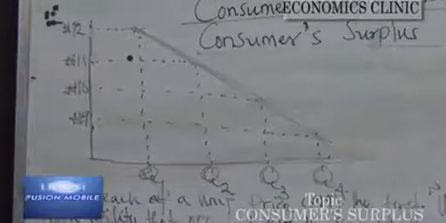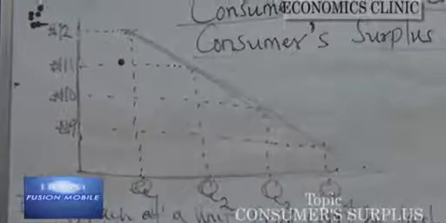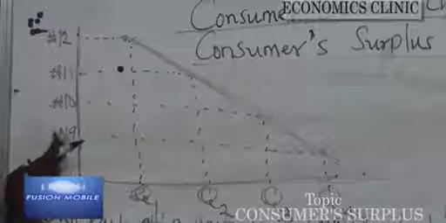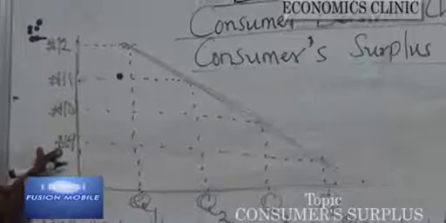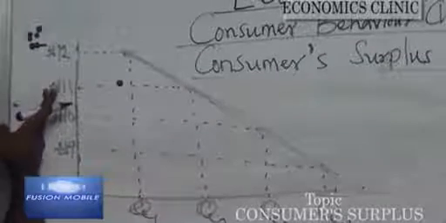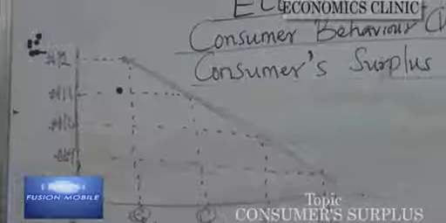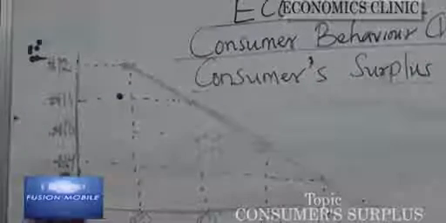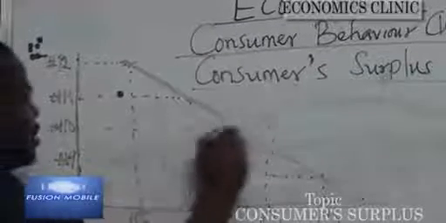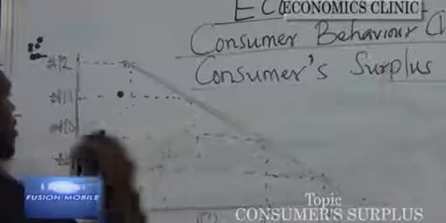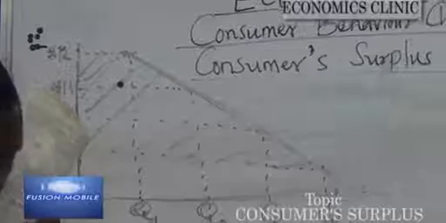Now, the consumer surplus area will be shaded. The consumer budgeted 9 naira, but he ended up paying 10 naira, 11 naira, and 12 naira. So the area of the consumer surplus will be here. The area above 9 will be shaded.